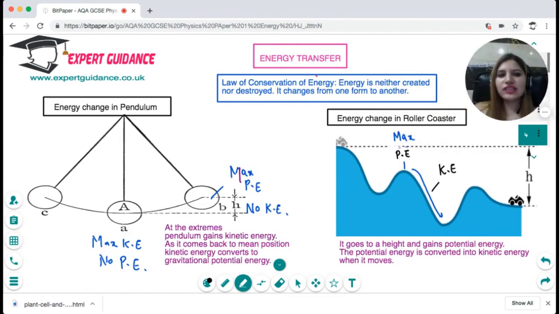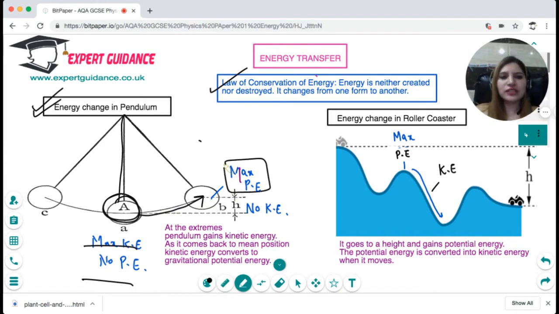Now, how does this energy transfer take place? There's a law of conservation of energy, that energy is neither created nor destroyed. It changes from one form to another. So let's take an example of a pendulum. Now in a pendulum, at the mean position, it has maximum kinetic energy and no potential energy. As it starts to go to the extreme, it starts losing the kinetic energy but starts to gain the potential energy. So at this height, at the extreme, it has the maximum potential energy, and when it swings back, all the potential energy gets converted into the kinetic energy. As it comes back to the mean position, the potential energy converts into kinetic energy.